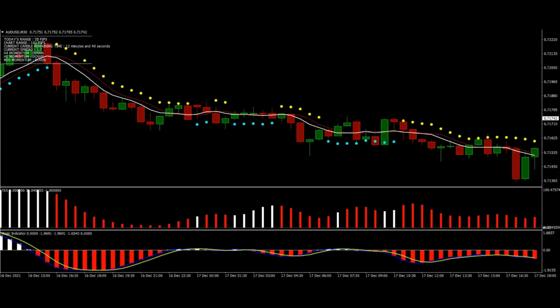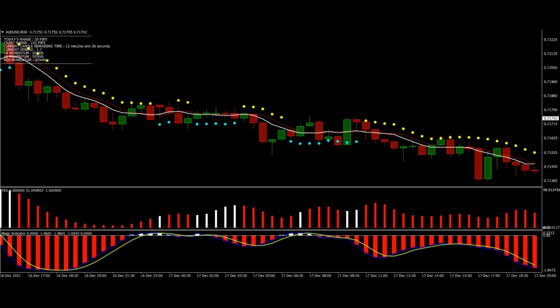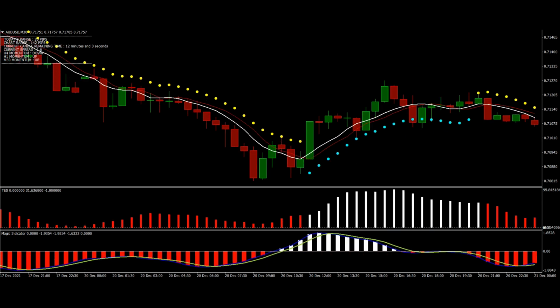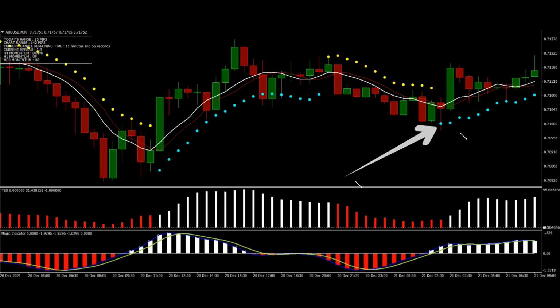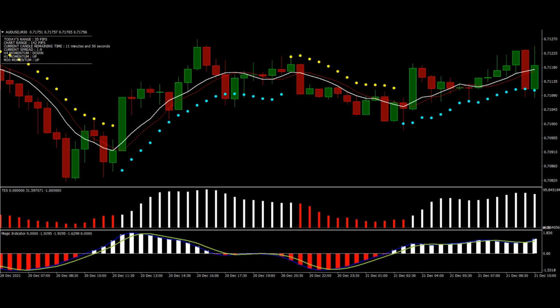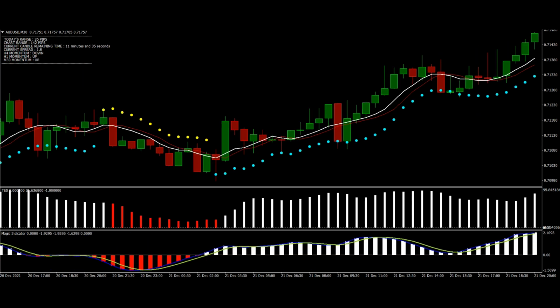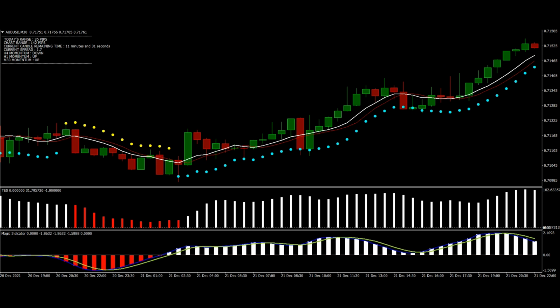Now here is where you book your profit, because here the candle touches the parabolic SAR dot. Here is a perfect buy trade setup. Please watch here some perfect buy and sell trade setups.